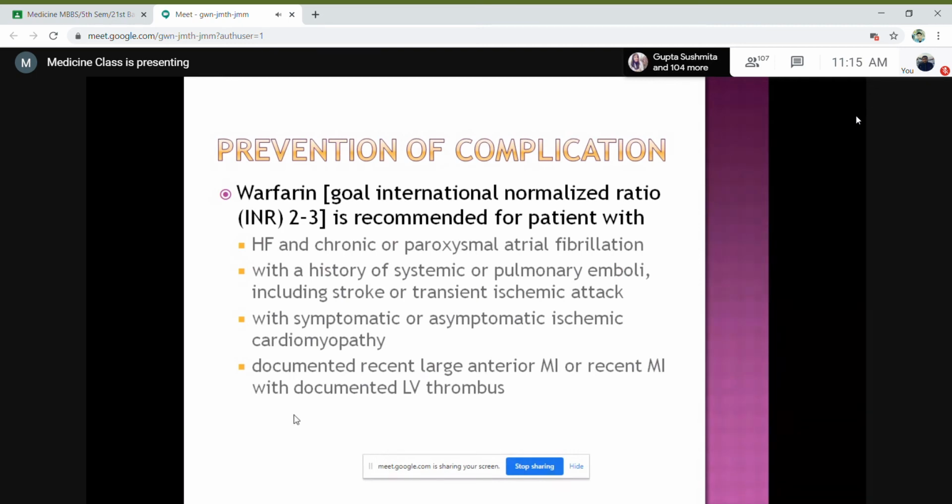and if the patient has a history of systemic or pulmonary embolism, including stroke and transient ischemic attack.